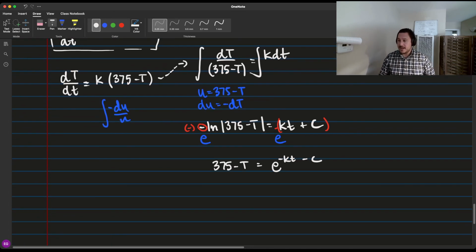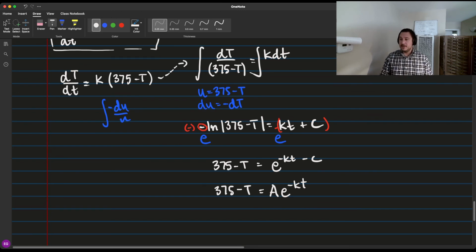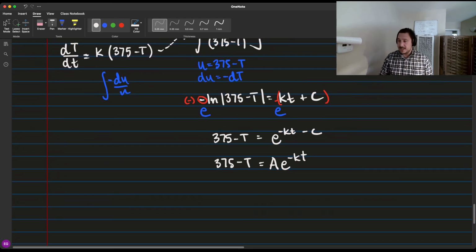Okay, now that e to the minus c, we'll just call that a. So we get a e to the minus kt. And then 375 minus T is equal to that. Okay, and then what you could do is solve for T. So you would get T equals 375 minus a e to the minus kt.